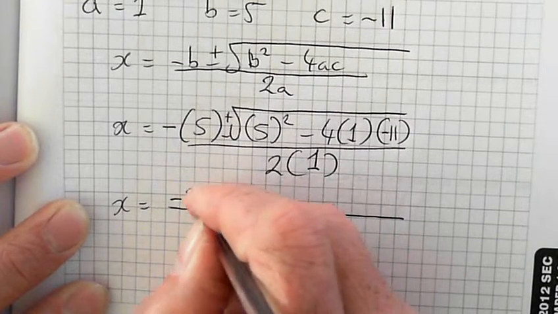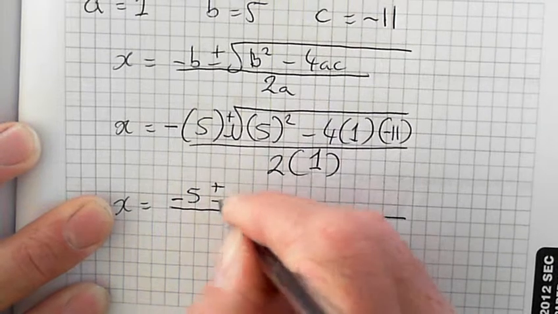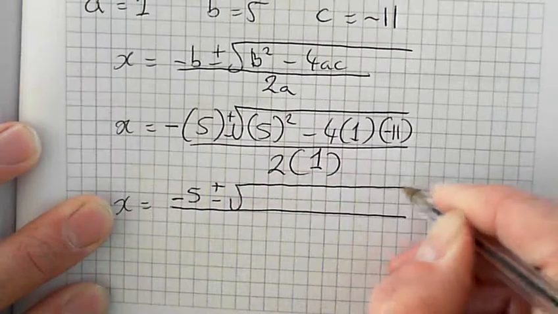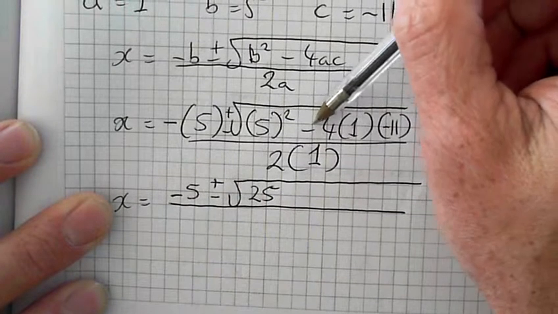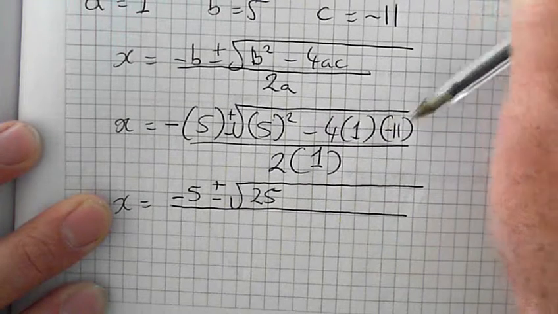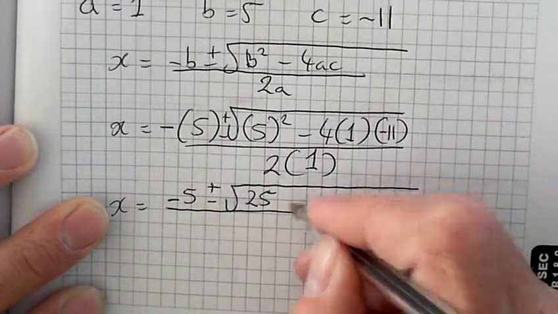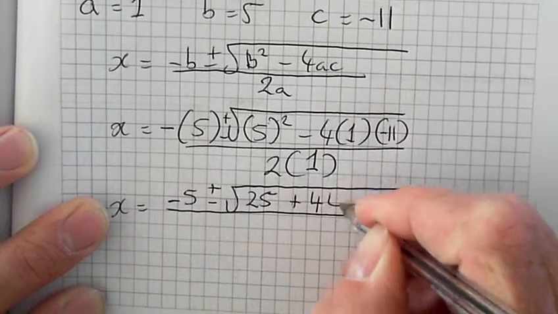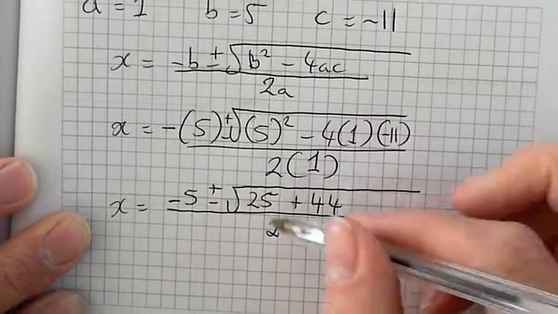Minus times plus 5. Minus 5. Yeah. Minus times the plus is a minus. 5 squared, Mark. 25. Now when you get this far, you can use a calculator if you like. Minus 4 times 1 times minus 11. Plus 44, use a calculator. Over 2 times 1, which is 2.